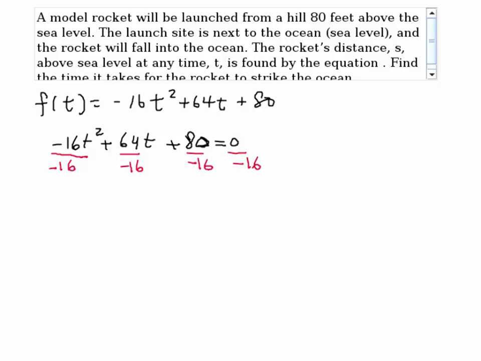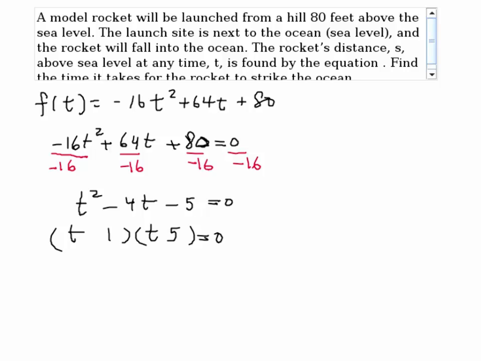This is an equation, so we can do that. What do I get for the first term? I get t squared minus, what is 64 over 16? It would be minus 4t. And then 80 divided by 16 gives you 5. This is equal to 0. So we made it a lot simpler to factor. Let's go ahead and factor this.